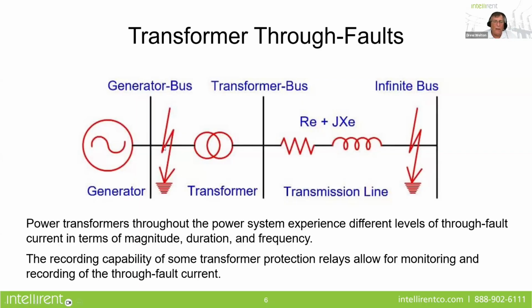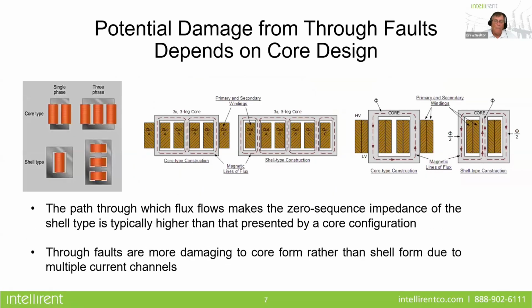And if you see here on this diagram, you can have a through fault on either side of the transformer. Now, what could cause the magnitude and the duration and the number of occurrences? Well, there's a lot of things that can affect those three conditions. The one thing that I do want to point out, though, is that the potential damage to a transformer has a lot to do with the design of the transformer.